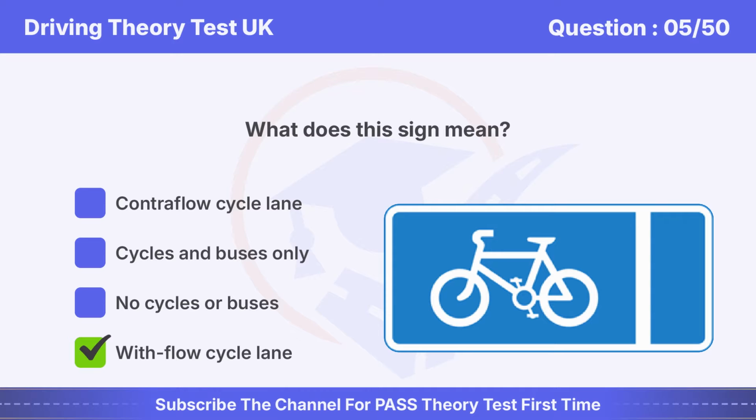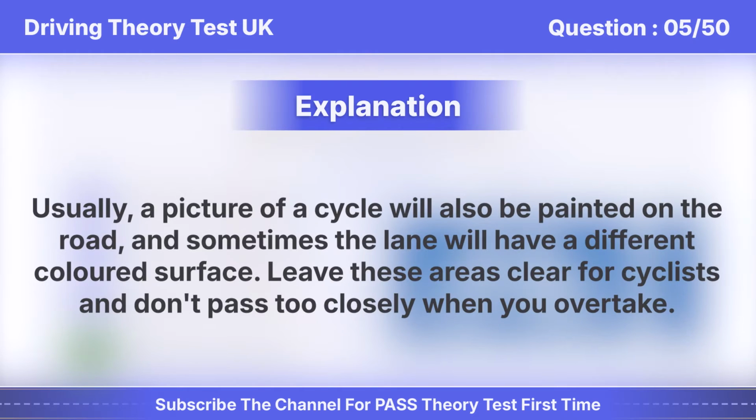Question 5. What does this sign mean? Answer is D. With-flow cycle lane. Usually, a picture of a cycle will also be painted on the road, and sometimes the lane will have a different colored surface. Leave these areas clear for cyclists and don't pass too closely when you overtake.